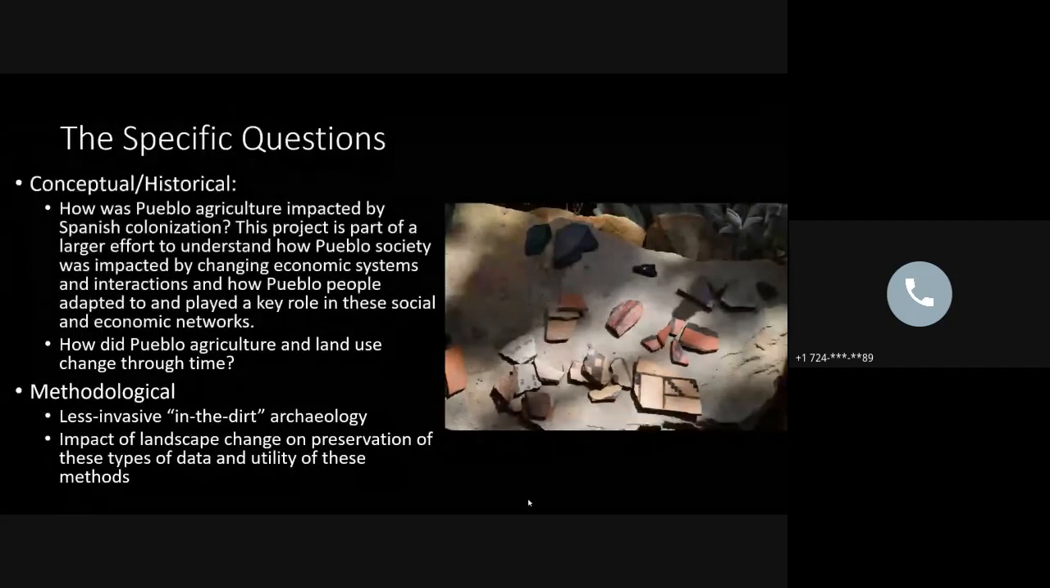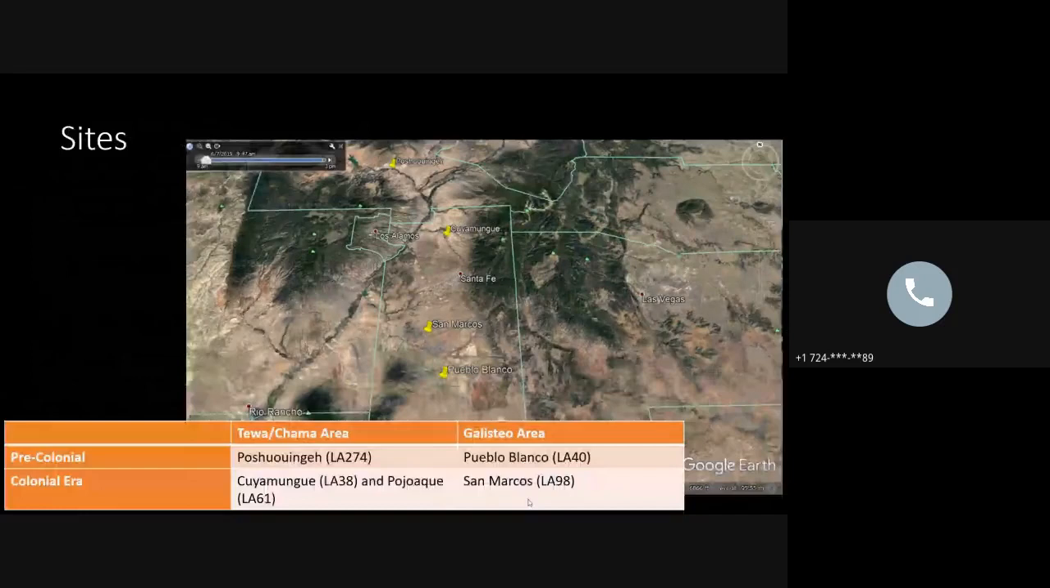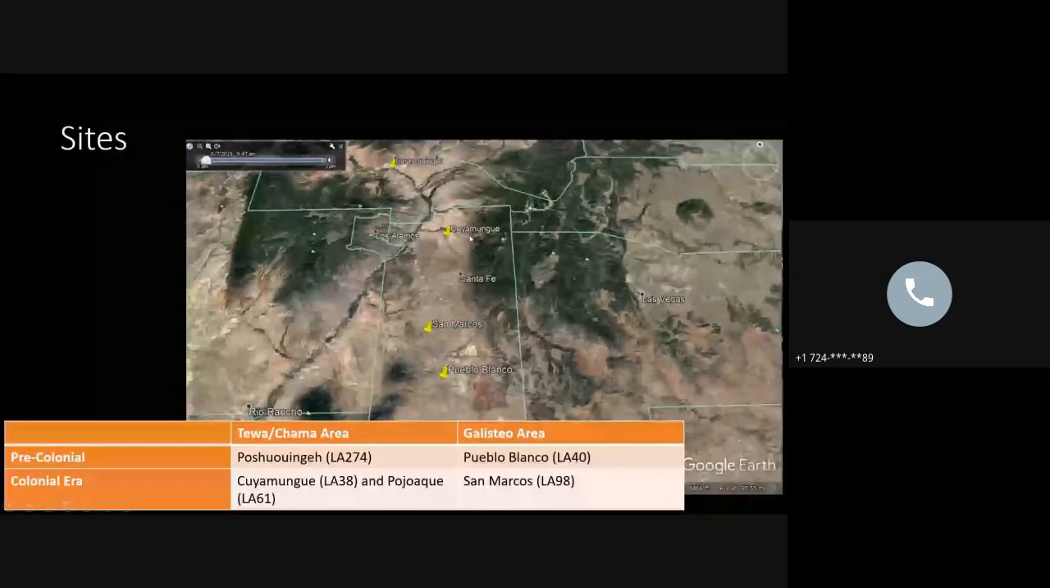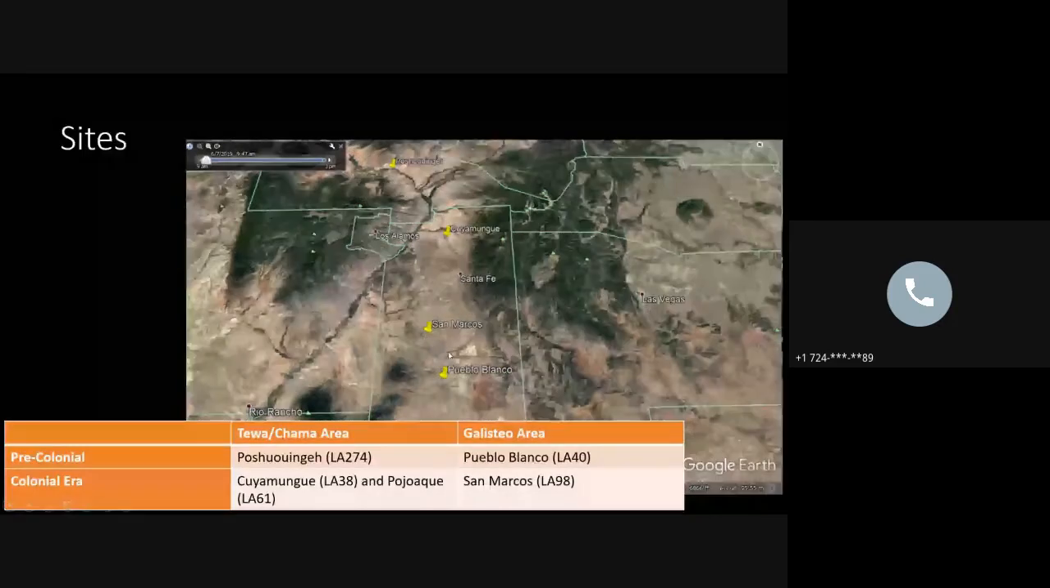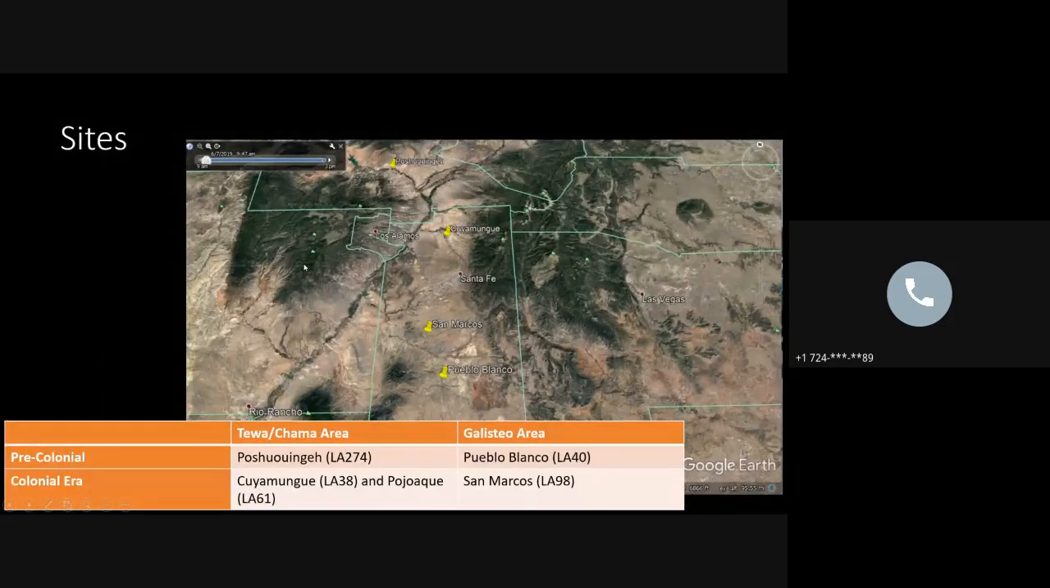So these are the sites that we surveyed. We surveyed 2 pre-contact sites, Cochiti Lingue and Pueblo Blanco, and we surveyed 2 contact-era sites that had some degree of colonial occupation, Cuyamungue and San Marcos. We also wanted 2 different subregions of the northern Rio Grande to account for microenvironmental differences between the regions. Here you're seeing a county map of New Mexico. So 3 of the sites are in Santa Fe County, and then Cochu is up in Rio Arriba County.